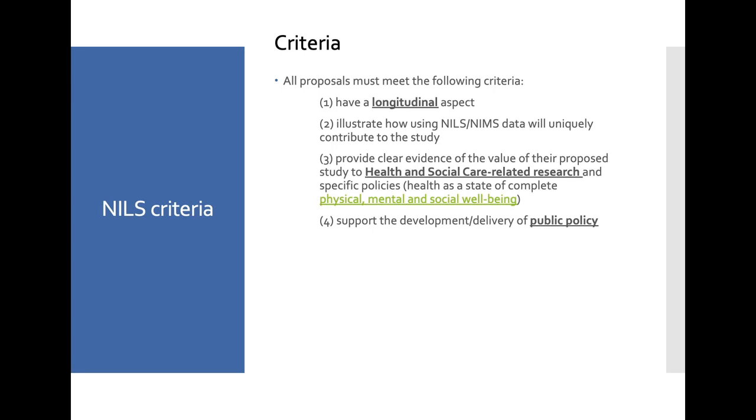In order to use the NILS, your project must meet our 4 key criteria. Number 1, it must be longitudinal. So in other words, do you require repeated measures over time? Are you going to examine associations over a number of years, for example? Secondly, you must clearly illustrate how the NILS will uniquely contribute to your study. So think about why your study specifically needs the NILS. Can your study do without the NILS, and why?